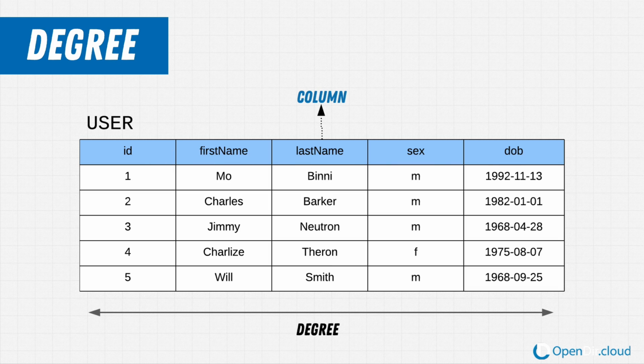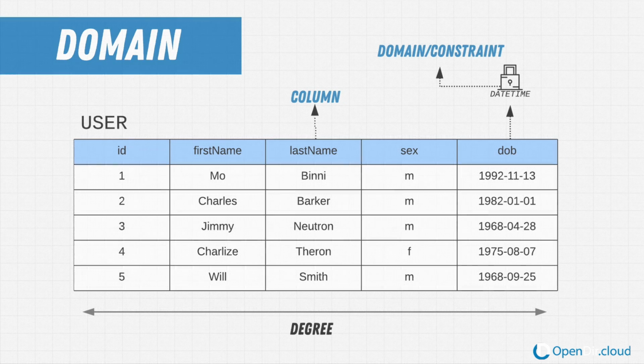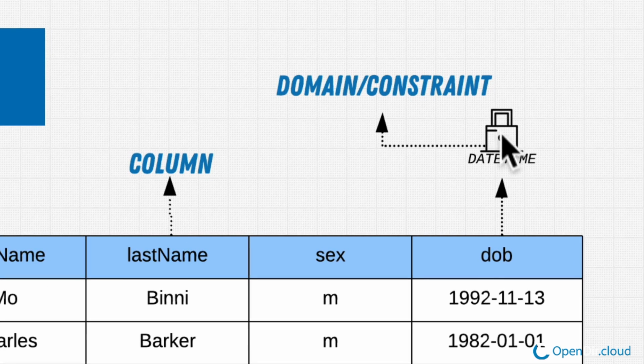And each and every column stores a specific type of data. Here we can see that last name stores the last name, that sex stores male, female, or otherwise, and that date of birth follows a very strict year, month, day. Well, when we talk about what a column can store, we call that the domain or the constraint. We're saying, okay, in date of birth, we can only store dates. So we have a lock here symbolizing you are constraining the data.